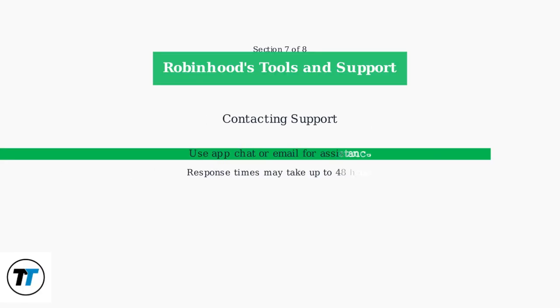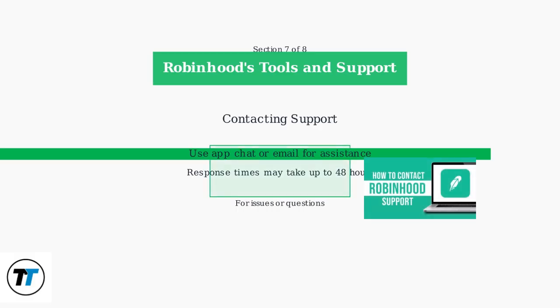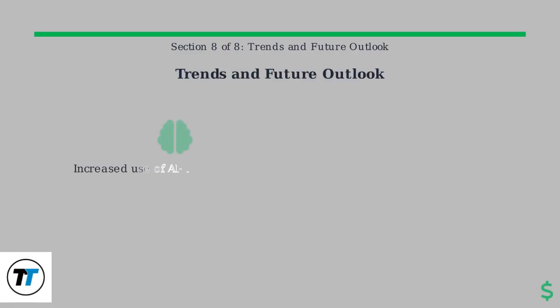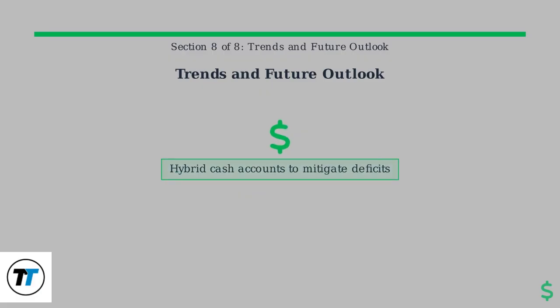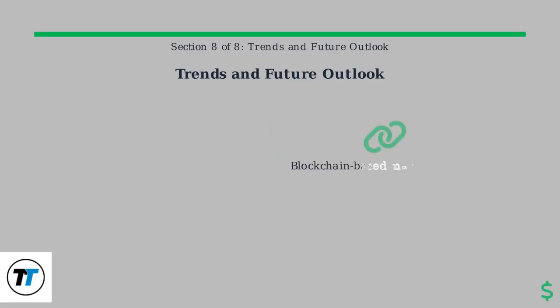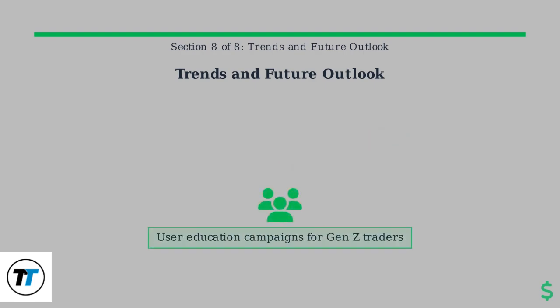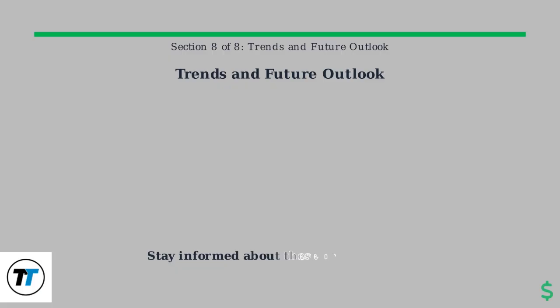If you encounter issues, contact Robinhood support through the app chat or email. Be aware that customer service response times can vary and may take up to 48 hours. The trend is toward increased use of AI-driven risk alerts and hybrid cash accounts, which could help mitigate deficits. Experts predict Robinhood may adopt blockchain-based margin tracking to improve accuracy. User education campaigns are also expected to grow, focusing on risk management for Gen Z traders. Stay informed about these developments to navigate the platform more effectively.